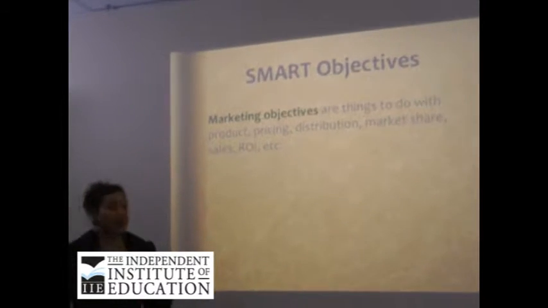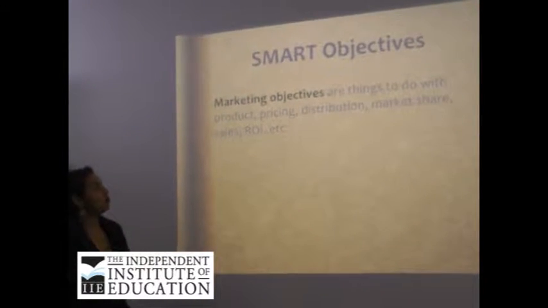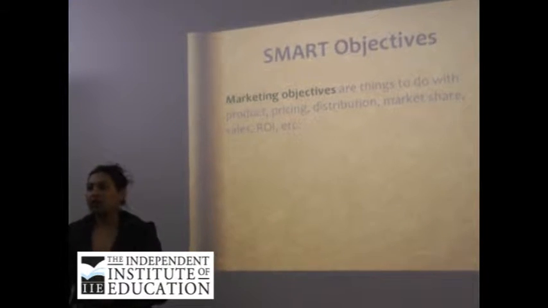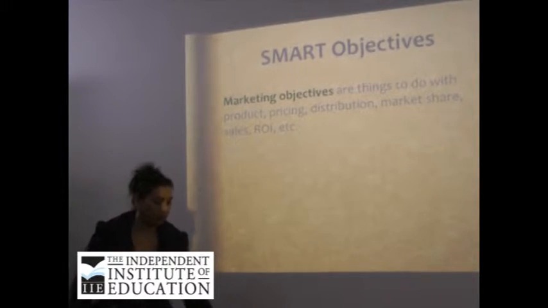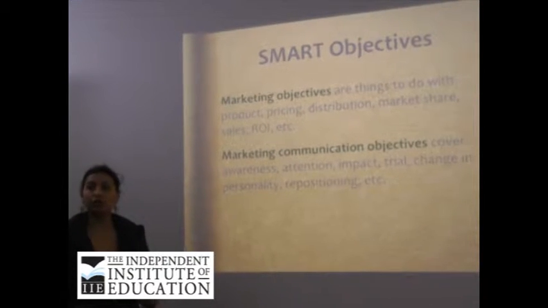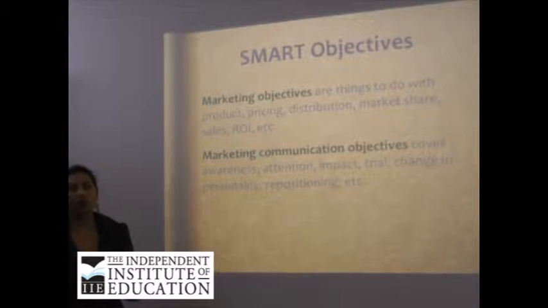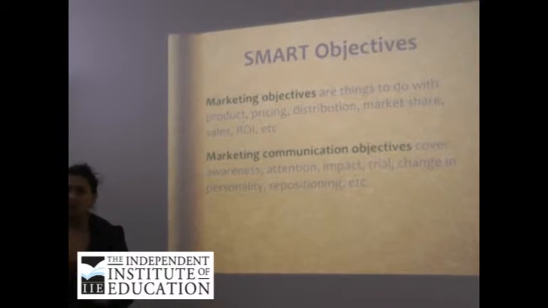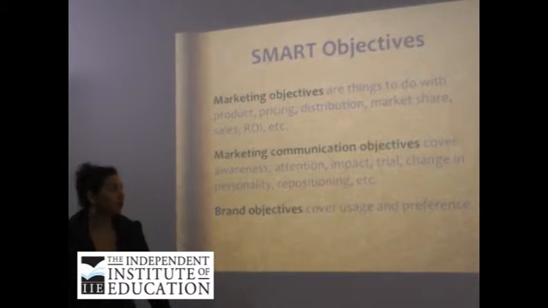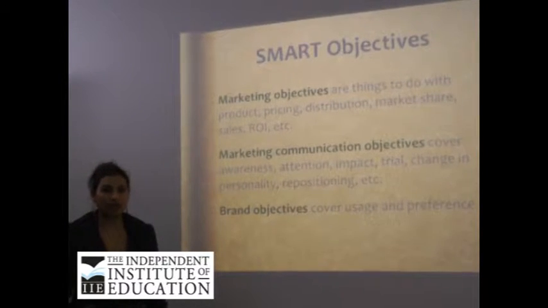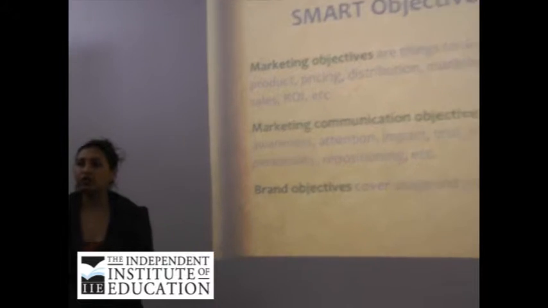Okay, so different types of objectives. Marketing objectives might be things to do with product pricing, distribution, return on investment, those types of things. Marketing communication objectives are different. They are about awareness, attention, personality, repositioning. And brand objectives cover usage and preference. So when you're drawing up objectives, they need to link to key issues, but they need to be addressing a certain something. Okay?